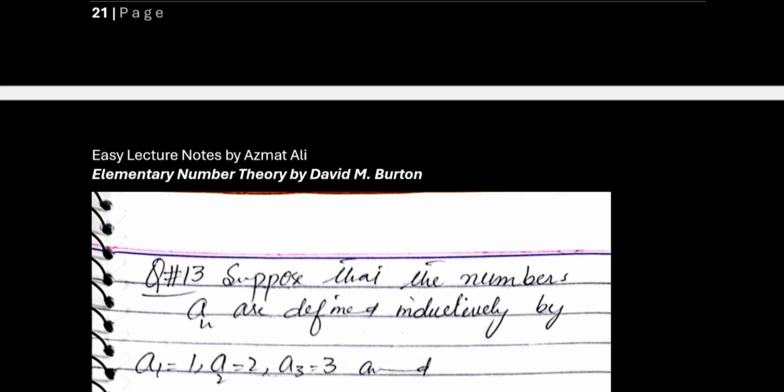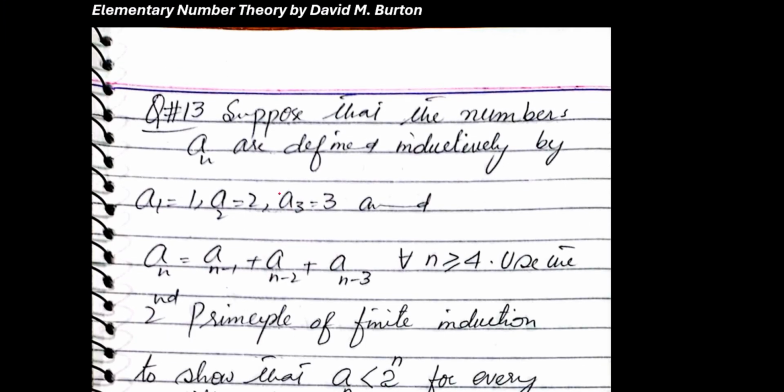Question number 13. Suppose that the numbers a_n are defined inductively by these first three terms of a sequence: a1 is equal to 1, a2 is equal to 2, a3 is equal to 3. The nth term is defined by the recursive relation: it is the sum of the last three consecutive terms, a_(n-1), a_(n-2), a_(n-3), for all n greater than or equal to 4.